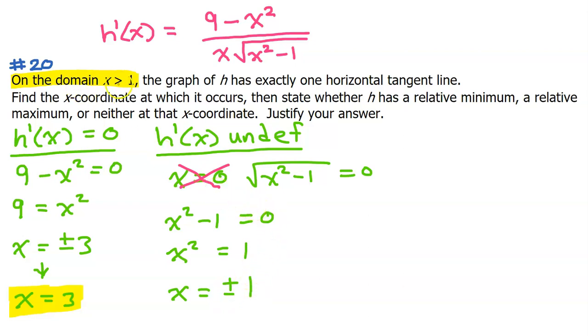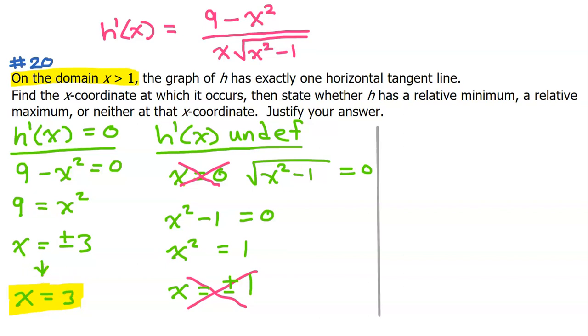However, restricted domain strikes again. X is greater than 1, not equal to 1. So both of these are out. So this is the only possible location of the relative max or relative min. To determine whether there is a relative max or a relative min, or neither, at x equals 3, we need to put this number on a number line and make a sign chart.